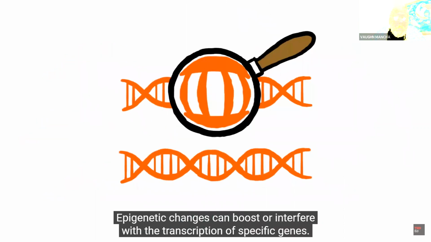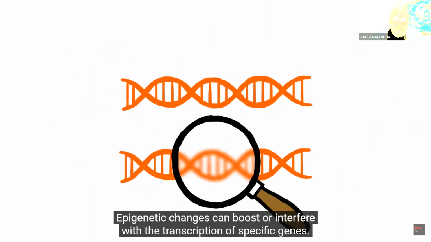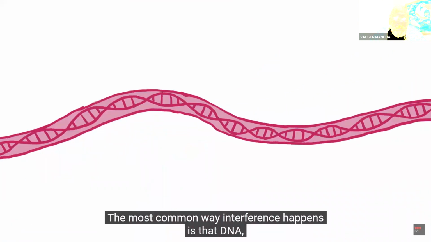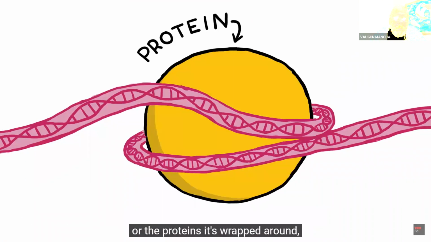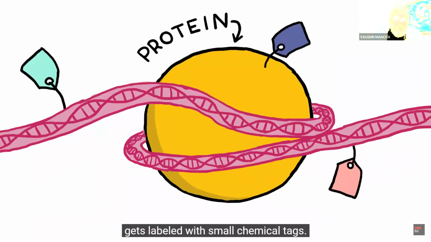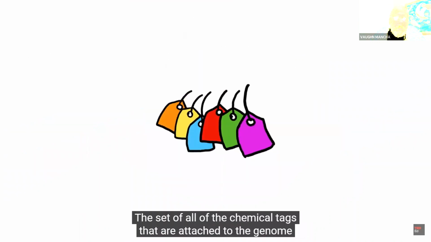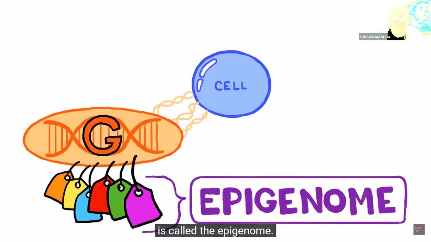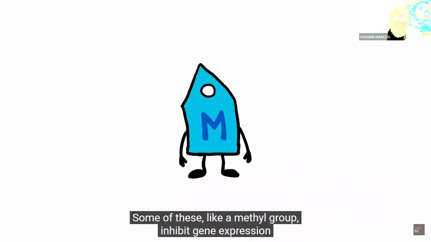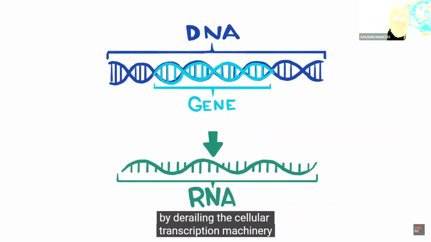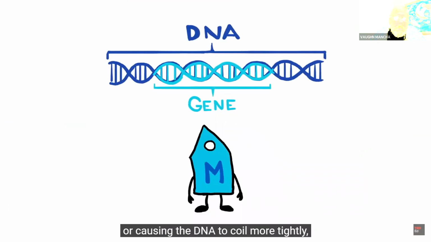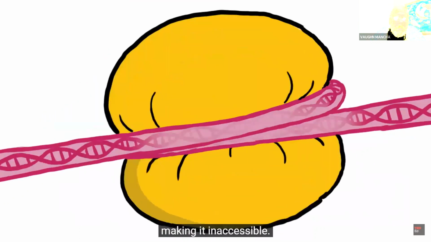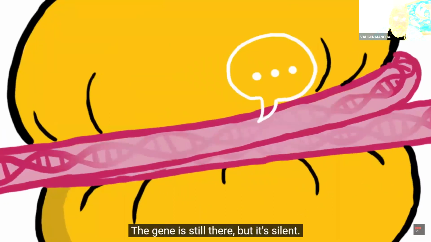Epigenetic changes can boost or interfere with the transcription of specific genes. The most common way interference happens is that DNA, or the proteins it's wrapped around, gets labeled with small chemical tags. The set of all of the chemical tags that are attached to the genome of a given cell is called the epigenome. Some of these, like a methyl group, inhibit gene expression by derailing the cellular transcription machinery or causing the DNA to coil more tightly, making it inaccessible. The gene is still there, but it's silent.